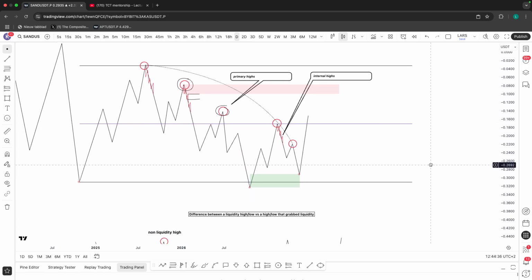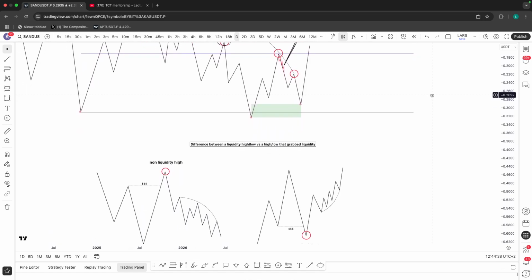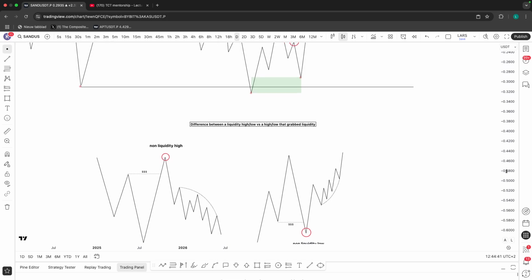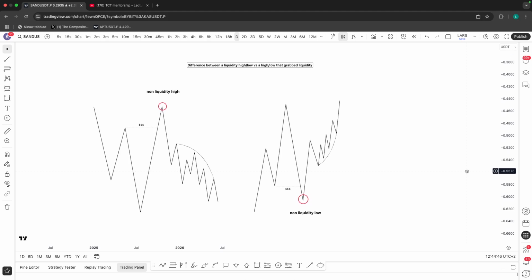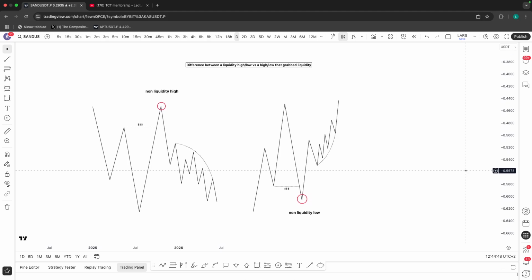Second, it is very important that you understand the difference between a liquidity high and low versus a high and low that grab liquidity. If a high grabs the liquidity from a previous high, as you can see right here, that high is not a liquidity target because the high grabbed liquidity on the left.